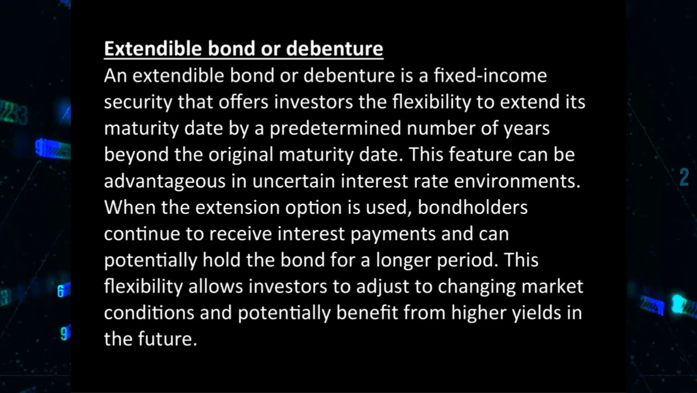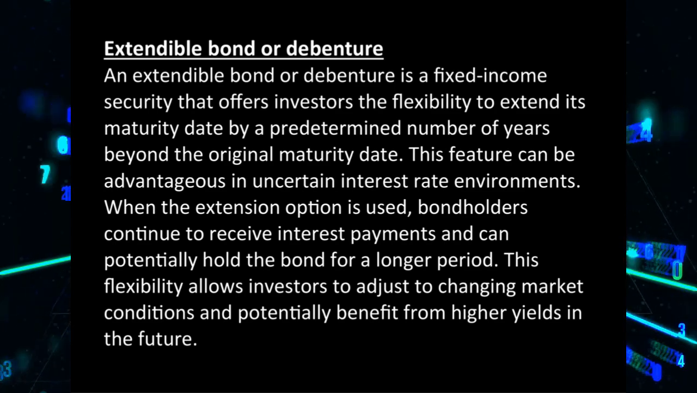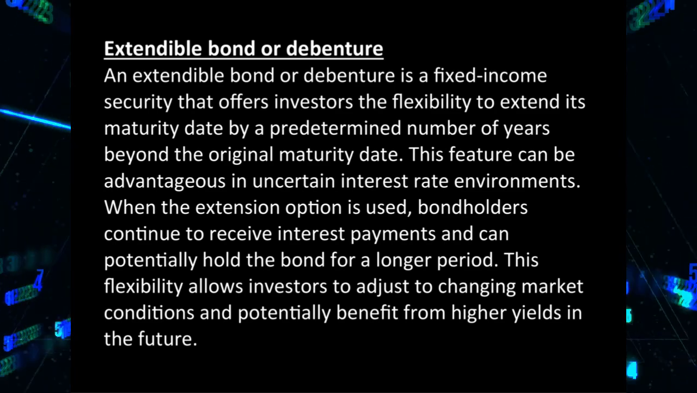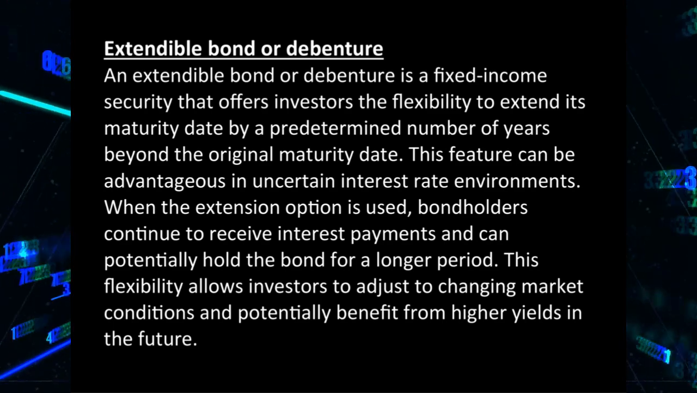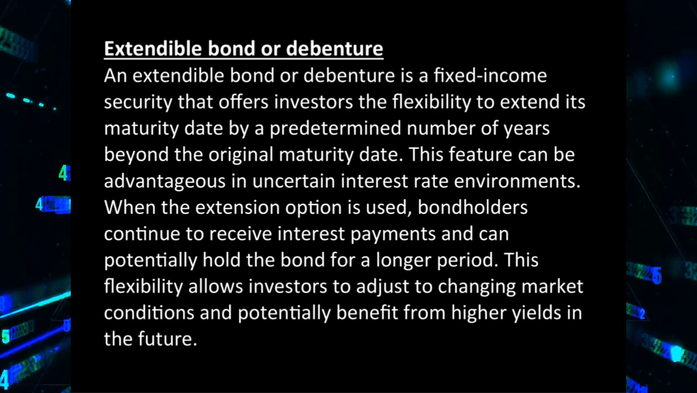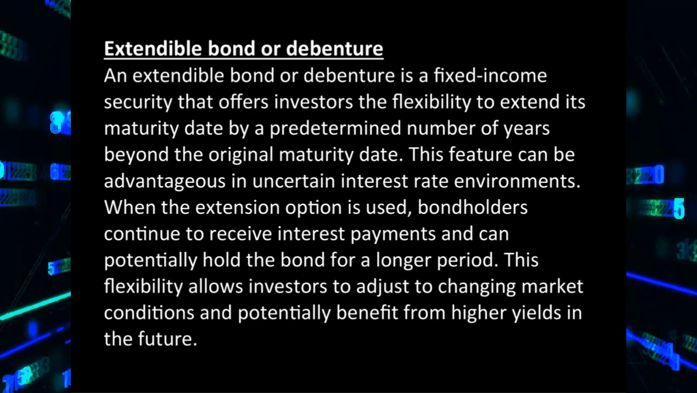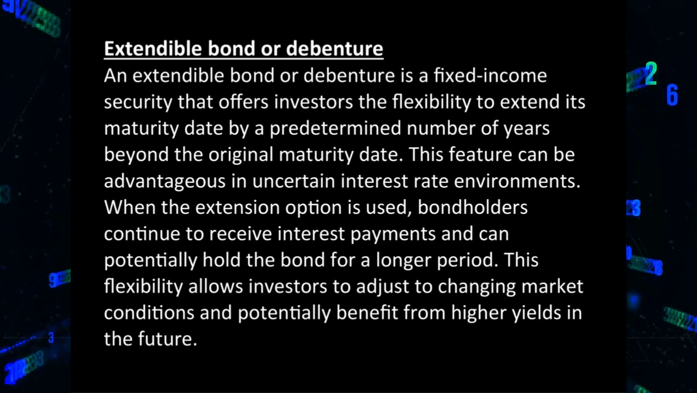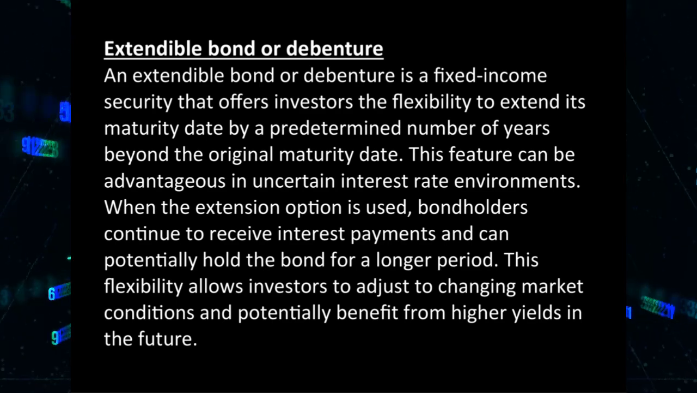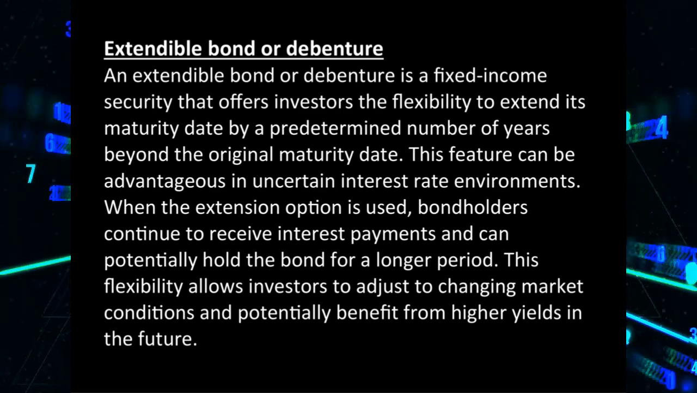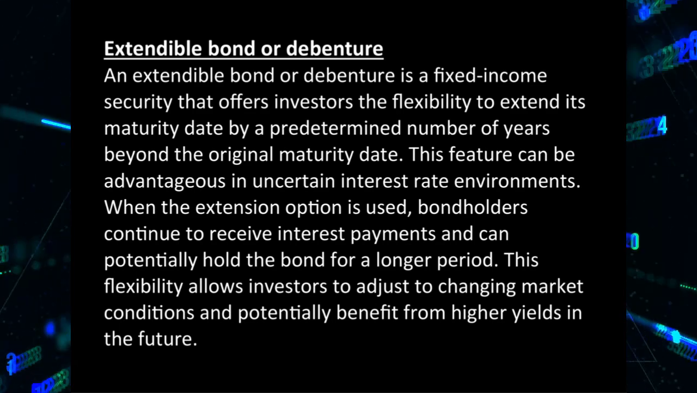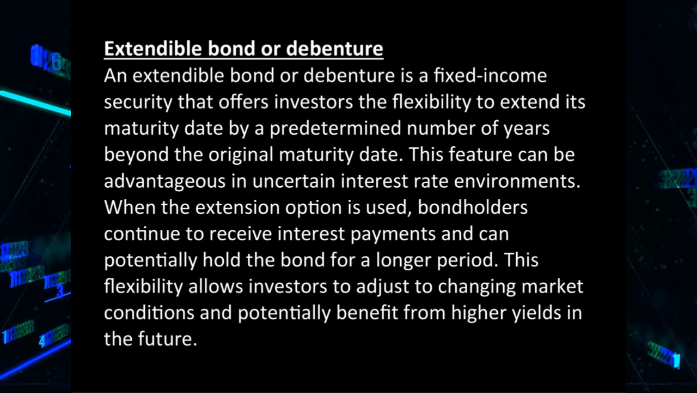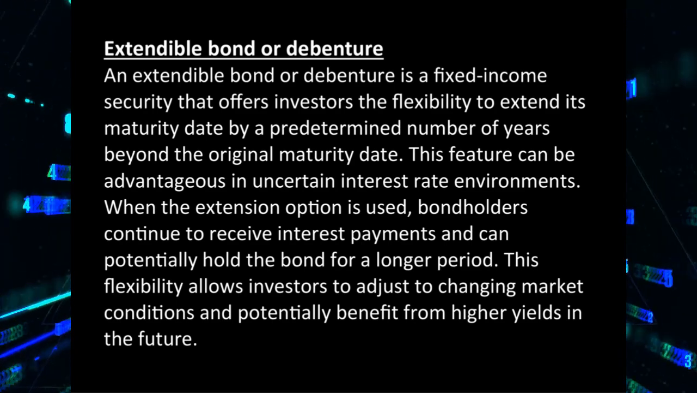Extendable bond or debenture. An extendable bond or debenture is a fixed income security that offers investors the flexibility to extend its maturity date by a predetermined number of years beyond the original maturity date. This feature can be advantageous in uncertain interest rate environments. When the extension option is used, bondholders continue to receive interest payments and can potentially hold the bond for a longer period. This flexibility allows investors to adjust to changing market conditions and potentially benefit from higher yields in the future.